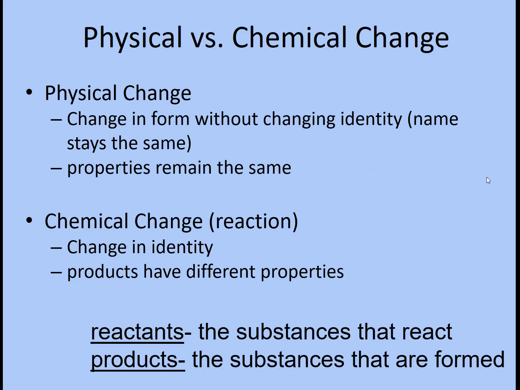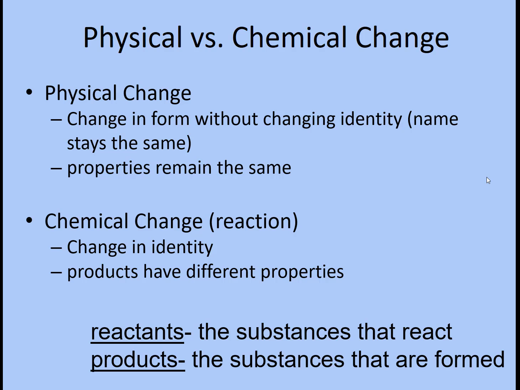How'd you do? Let's look at physical versus chemical change. In a physical change, you're just changing the shape or the size of the substance. So if I took that piece of typing paper, I could rip it in half, and that would be a physical change. So now I have a smaller piece of paper, but I can still call it a piece of paper, so the name doesn't change.